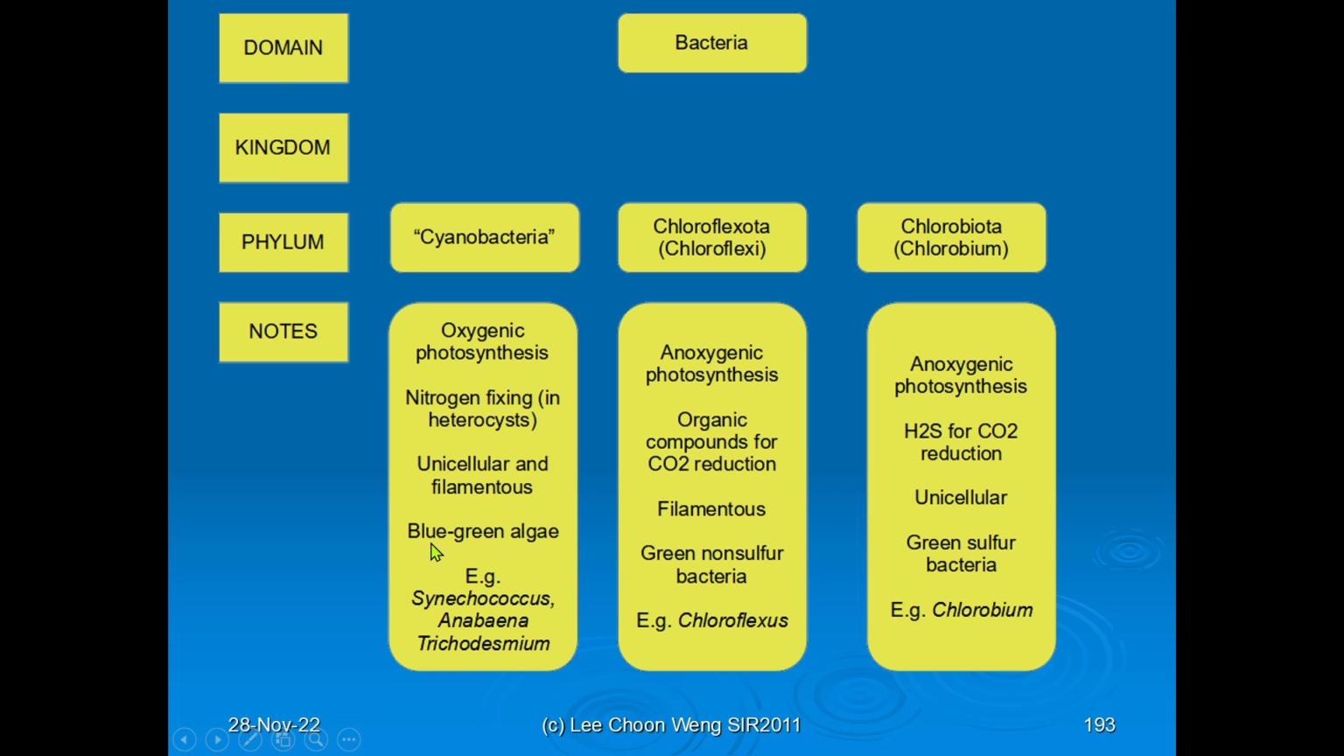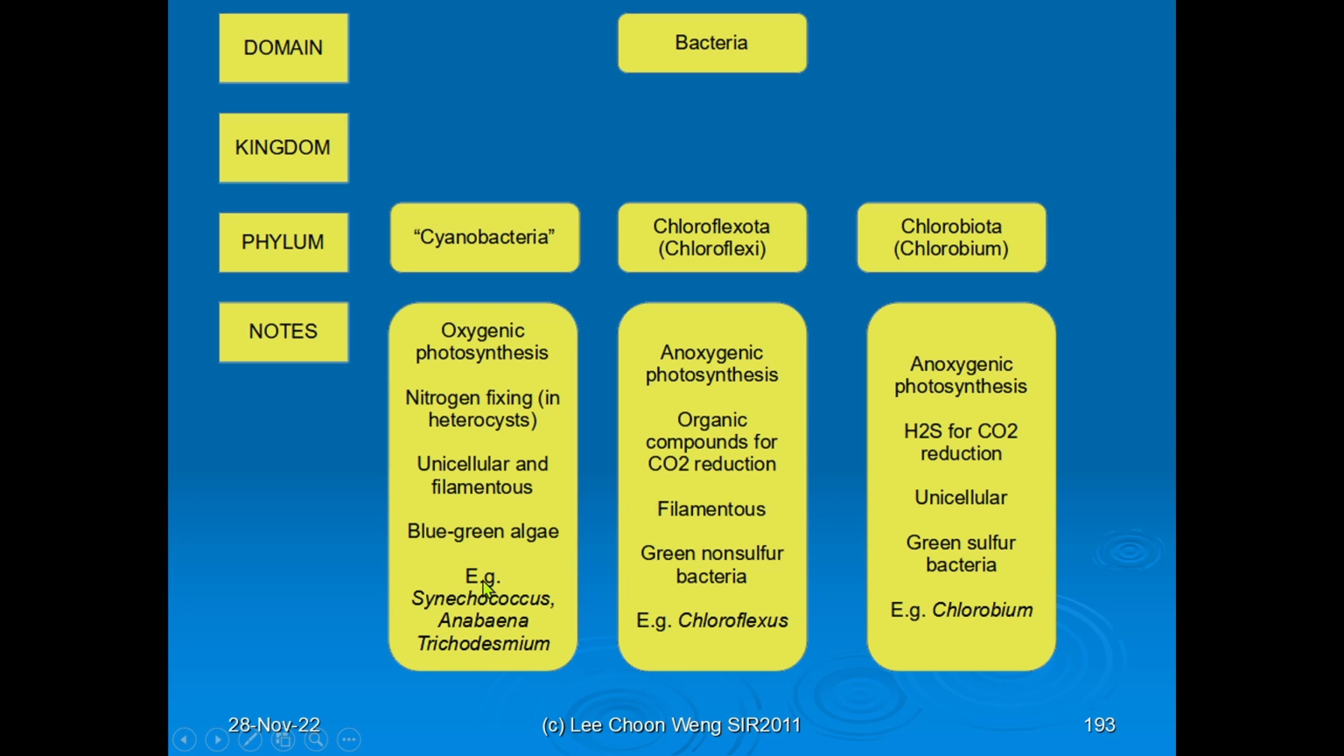A common name for cyanobacteria is blue-green algae. For Chloroflexota it is green non-sulfur bacteria, and for Chlorobiota, green sulfur bacteria. So based on these names, you realize that Chlorobiota requires hydrogen sulfide for CO2 reduction, whereas Chloroflexota use organic compounds for CO2 reduction.